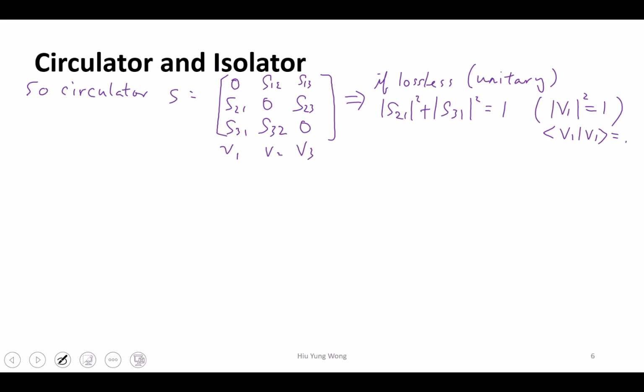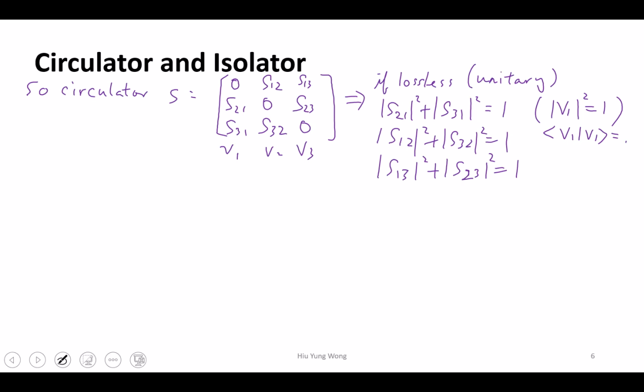So using the same criteria, I also know that |S12|² plus |S32|² equals 1, and |S13|² plus |S23|² equals 1. Is that okay? And what else do I know? This is just normal, right? Normal vector. How about orthogonal?